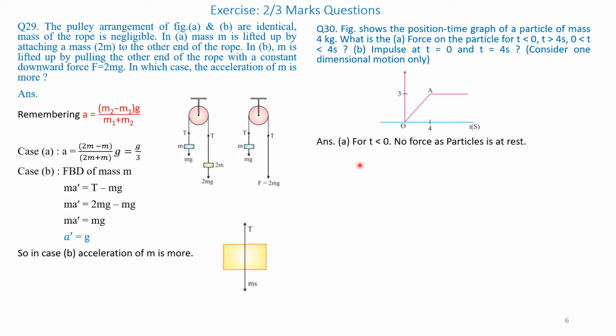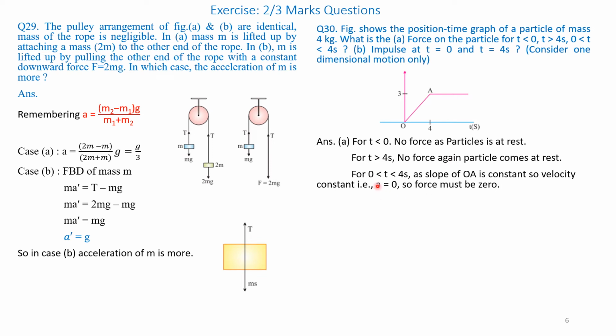Let us solve it. Case A: for time t less than 0, there is no force as the particle is at rest. For t greater than 4 seconds, that is beyond this, no force once again, as the particle comes to rest. And for t lying between 0 and 4 seconds, the slope OA is constant, so velocity is constant and a equals 0. So force must be 0.